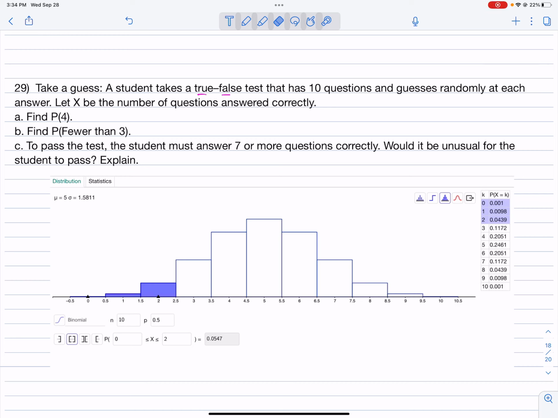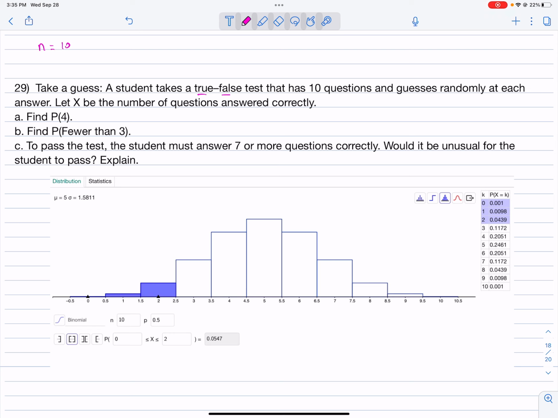Problem 29. A student takes a true-false test that has 10 questions and guesses randomly at each answer. Let x be the number of questions answered correctly. So we know this problem is a binomial problem because the number of trials is fixed. The number of questions is 10, so there are 10 trials. For every question, there are two outcomes, correct or not correct.